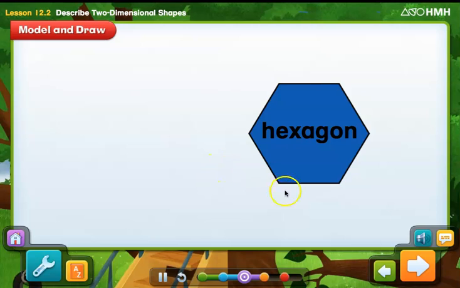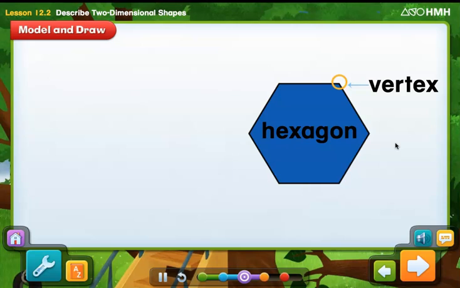This two-dimensional shape is called a hexagon. It also has straight sides. How many sides does a hexagon have? 1, 2, 3, 4, 5, 6. A hexagon has 6 sides.